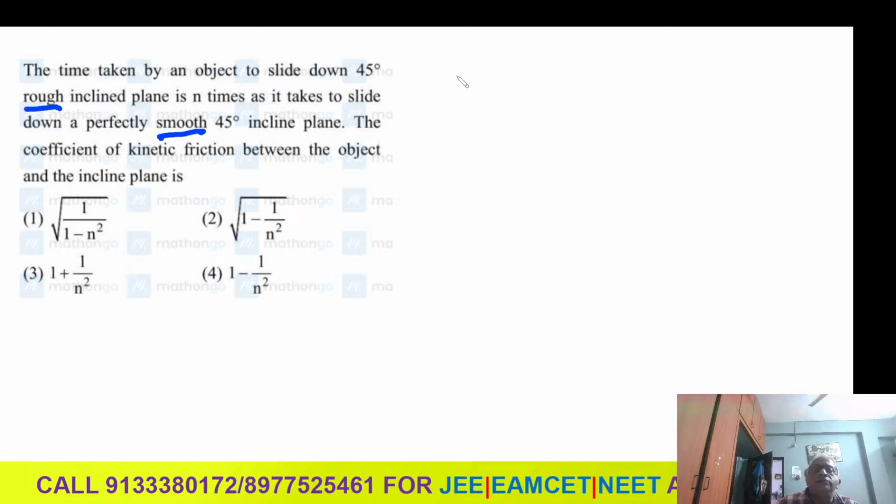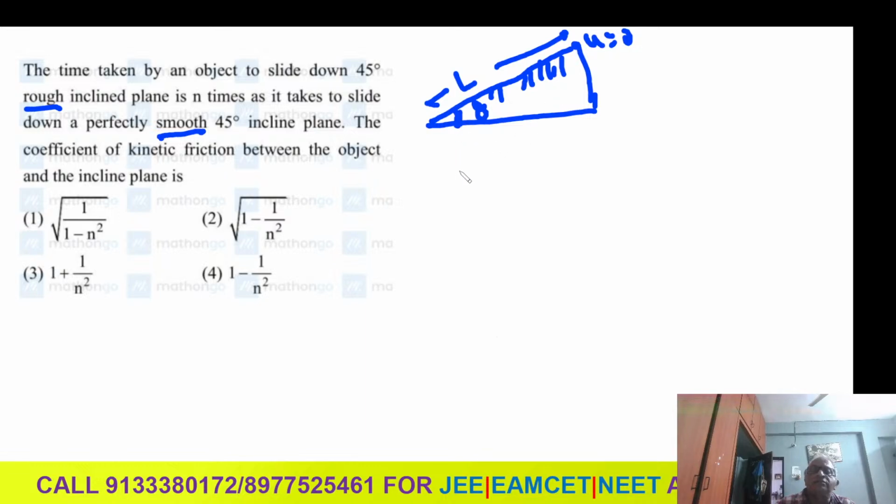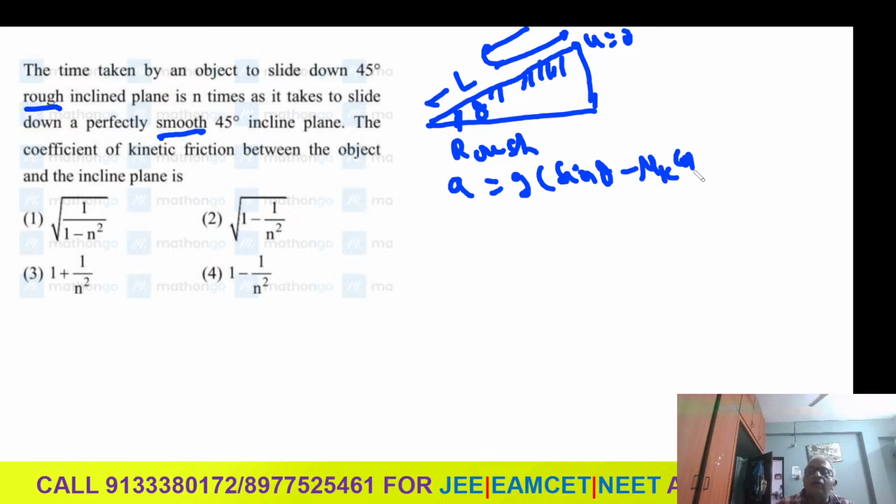Time taken is what? Take the length of the inclined plane as L, for similar inclined planes, one smooth and one rough. If L is the length of the inclined plane, starting from rest, we apply the kinematic equation. For the rough plane, what is the acceleration? Remember, the body is coming down the rough plane, so it is g sin theta minus mu k cos theta. If it is a smooth plane, friction will not be there. I am not drawing a diagram for the similar inclined plane.